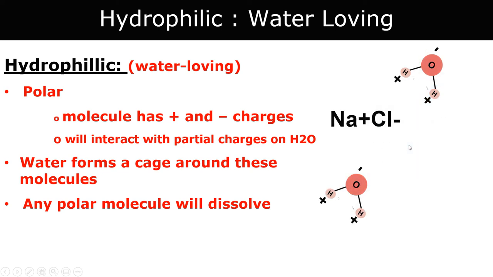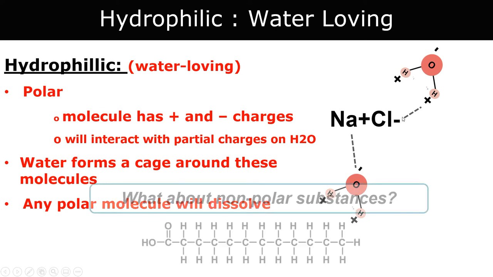It's polar. Similarly, table salt. The formula is sodium chloride, right? And it's an ionic molecule, so they have this distribution of charges. Once again, the negative oxygen is going to want to be friends with that positive sodium, and the chloride has a friend too. So water is going to form cages around these molecules, and that's why they actually dissolve. So any polar molecule that has this, again, distribution of charges will dissolve.